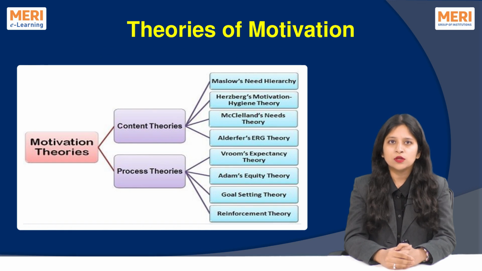We have read about the two types of motivation theories. Number one, content motivation theories, which consist of Maslow's need hierarchy, Alderfer's ERG theory, McClelland's achievement motivation theory or needs theory, and Herzberg's two-factor theory or motivation hygiene theory. The second type is process theories, which consist of Skinner's reinforcement theory, Victor Vroom's expectancy theory, Adams' equity theory, and Locke's goal-setting theory. Today, we will cover two theories: the two-factor theory by Herzberg and the achievement motivation theory by McClelland.